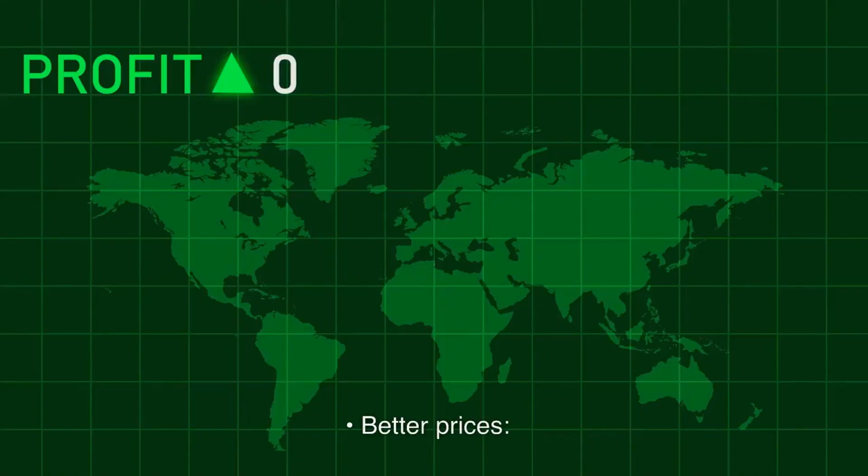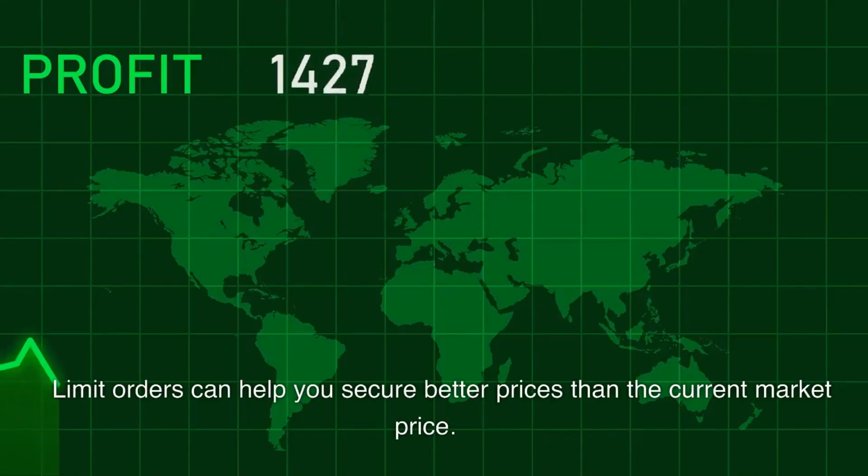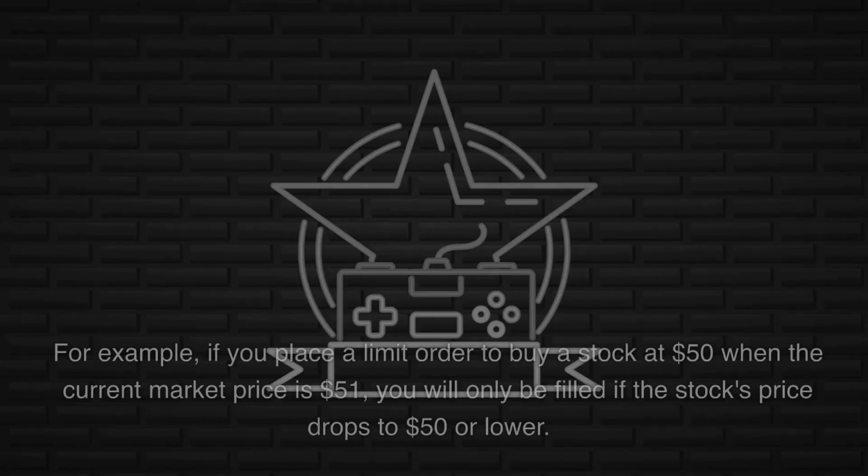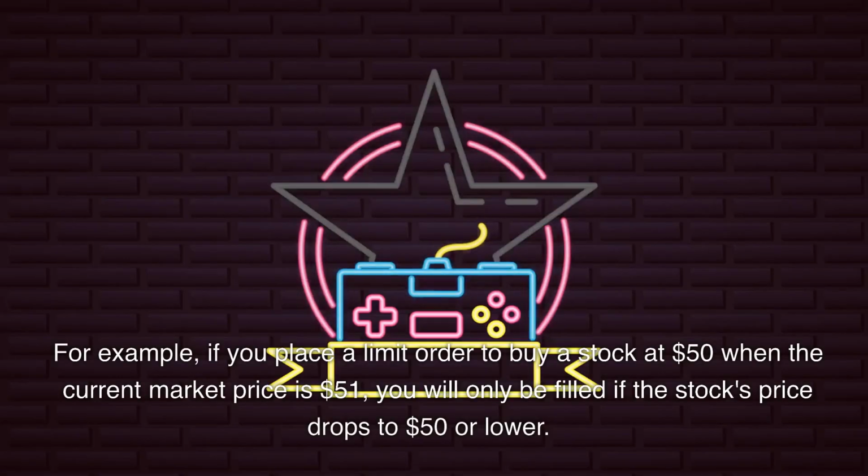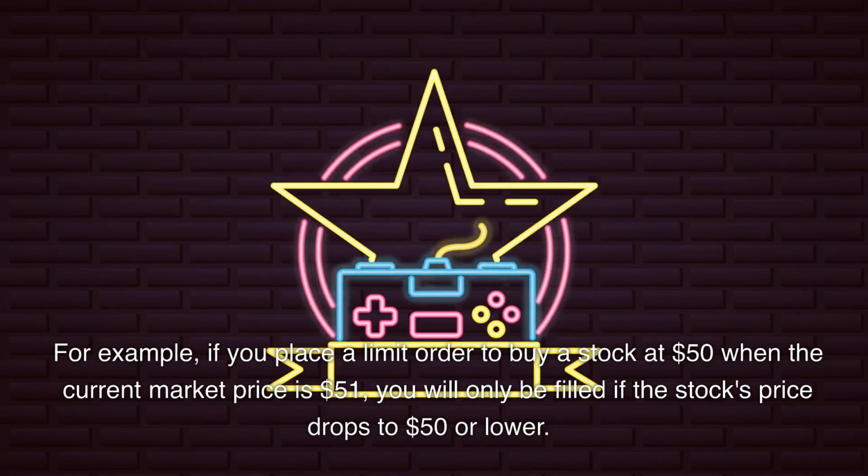Better prices. Limit orders can help you secure better prices than the current market price. For example, if you place a limit order to buy a stock at $50 when the current market price is $51, you will only be filled if the stock's price drops to $50 or lower.